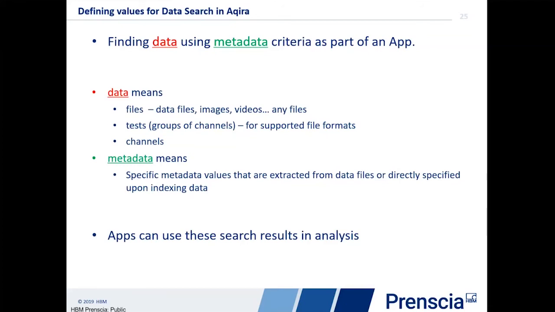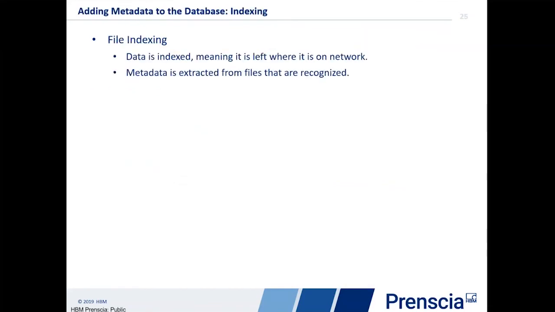But the important thing is that apps use these search results in analysis. So it's one thing to find the files, that's great, you can download it. But as we saw in the earlier example, you can also take those search results and put them automatically into further analysis steps that are either automatically or manually started. I mentioned the file indexing process, so let's talk about what that is.